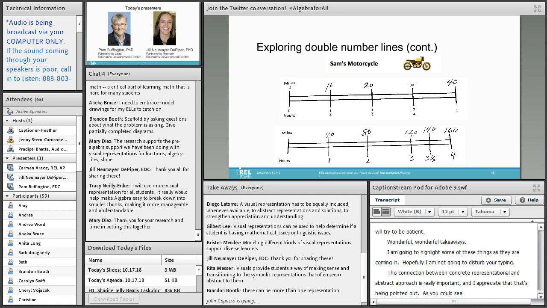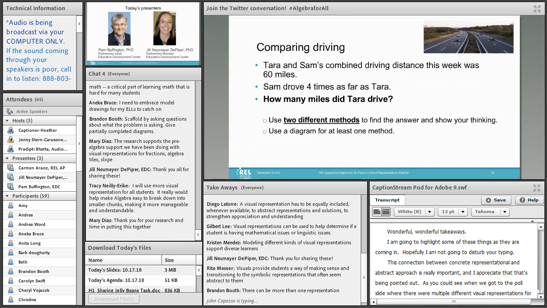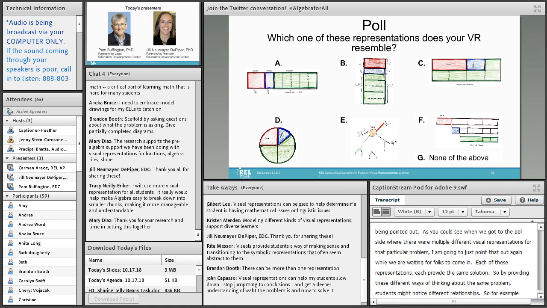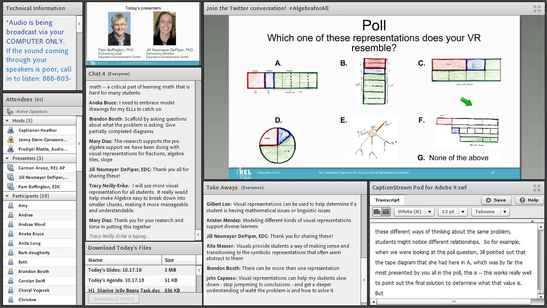As you could see when we got to the poll slide where there were multiple different visual representations for that particular problem, I'm going to just point that out again while we're waiting for folks to come in. Each of these representations provides the same solution. So by providing these different ways of thinking about the same problem, students might notice different relationships. For example, when we were looking at this poll question, Jill pointed out that the tape diagram that she had here in A, which was by far the most presented by you all in the poll, works really well to point out the final solution, to determine what that value is. But F might be much more visible for some students to see the process.